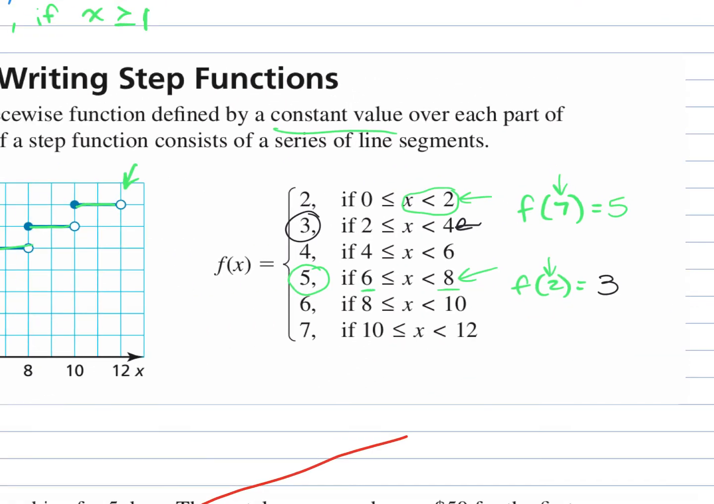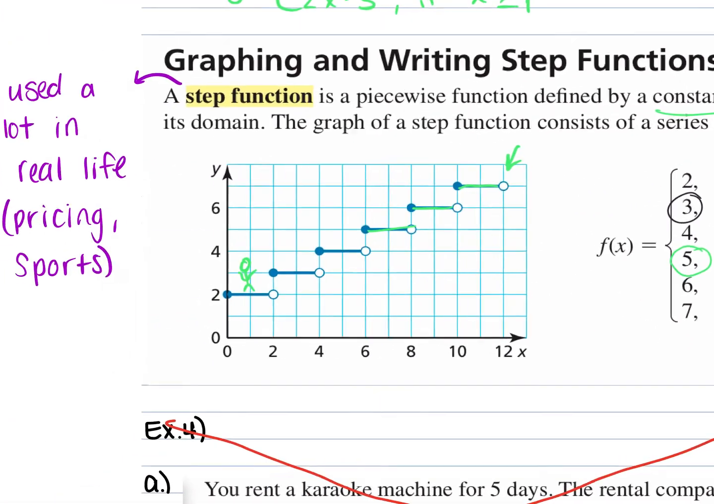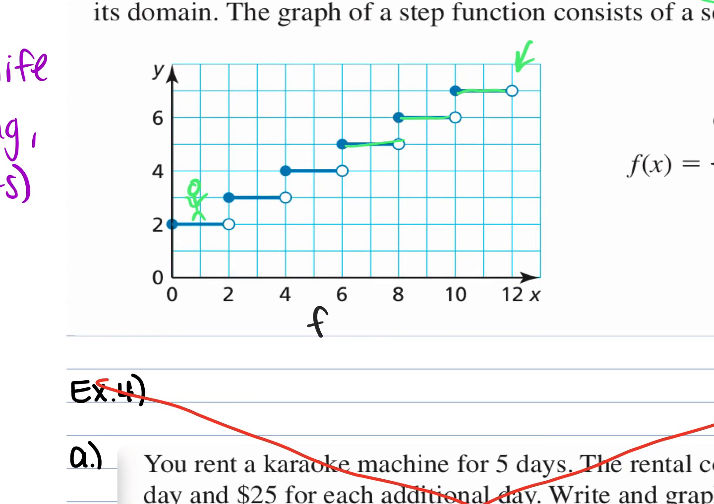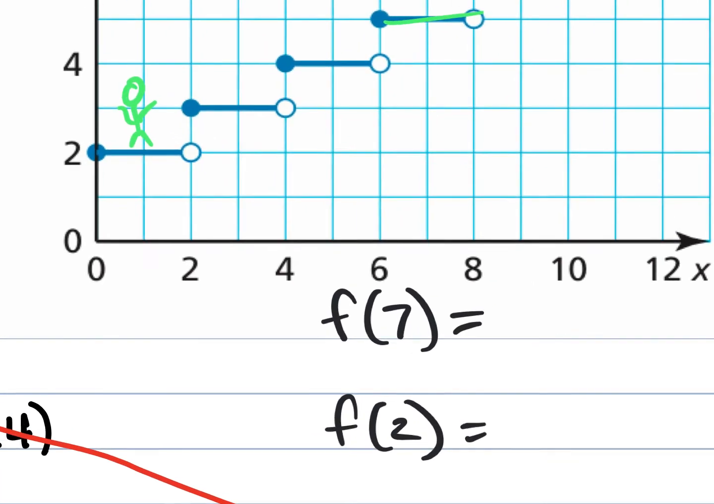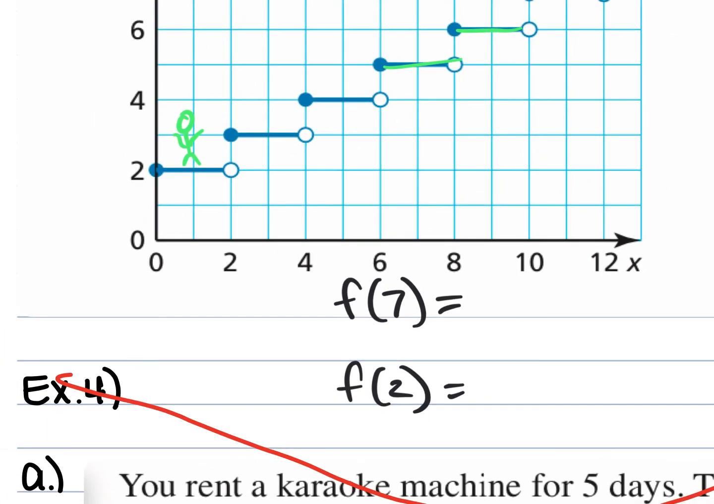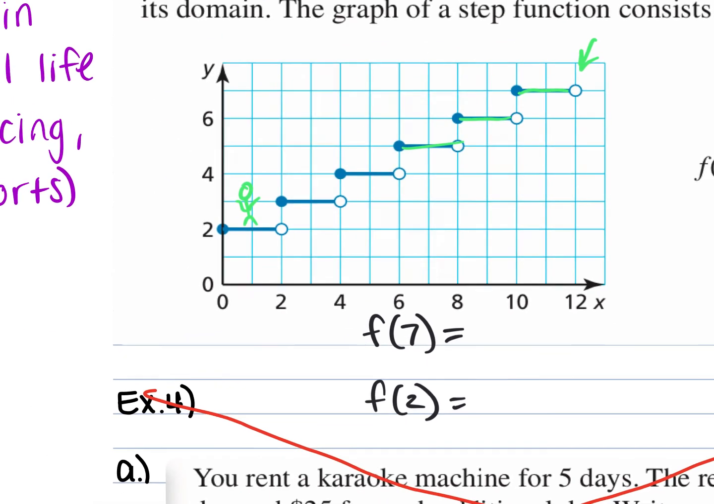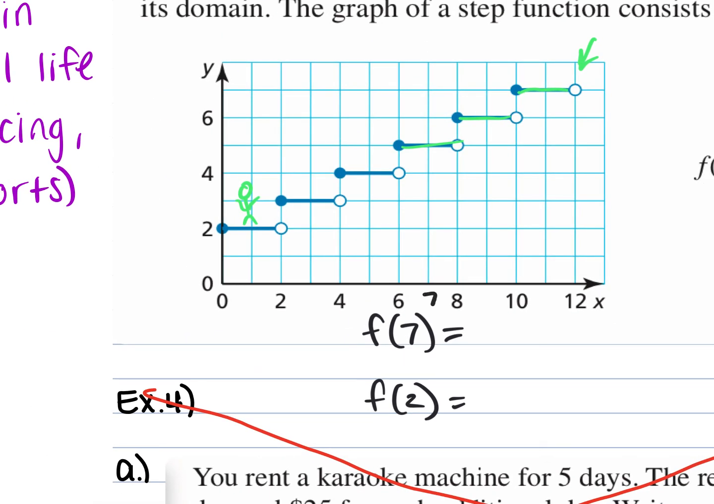Now, I want you to look at the graph, and we're going to do both of these from the graph. So let's write them out again. It was f of 7, and it was f of 2. So remember, that value next to the f in parentheses is your x value. So on our x-axis, let's go to 7. Here's 7. And let's go up to the graph.